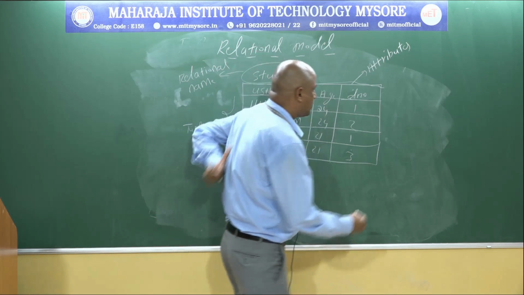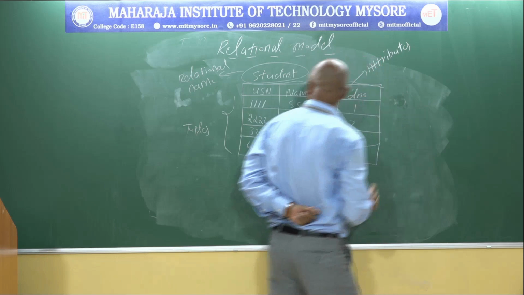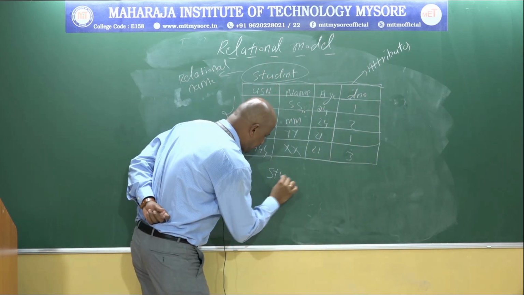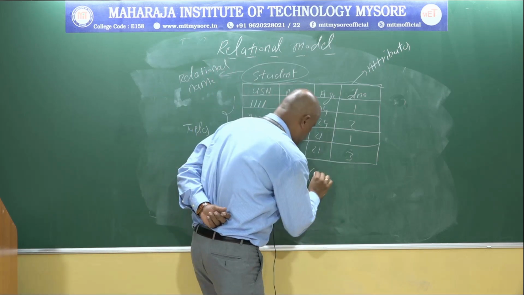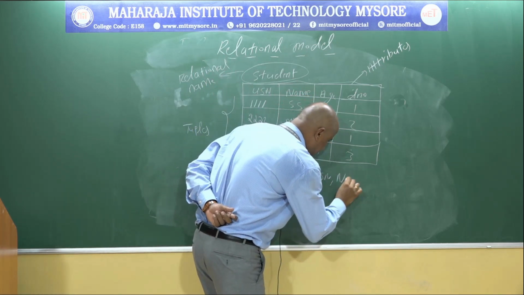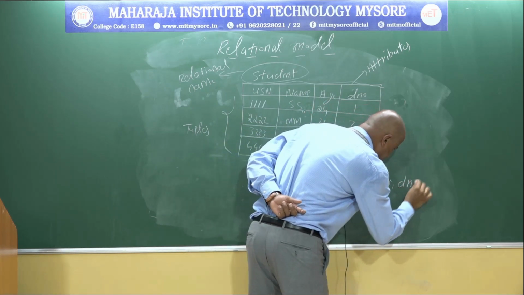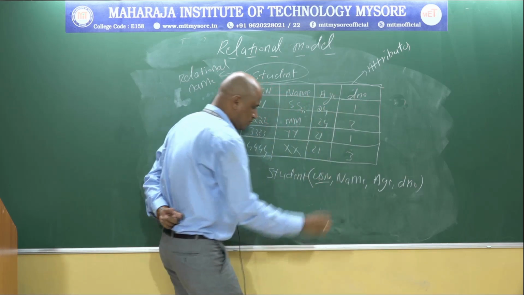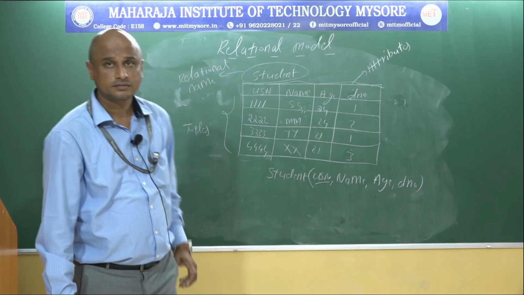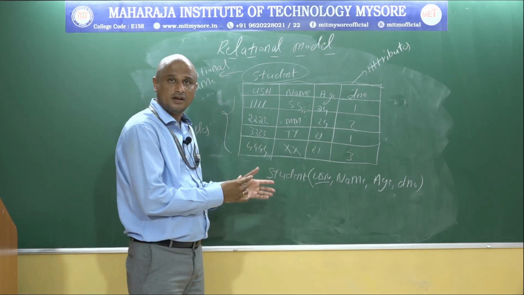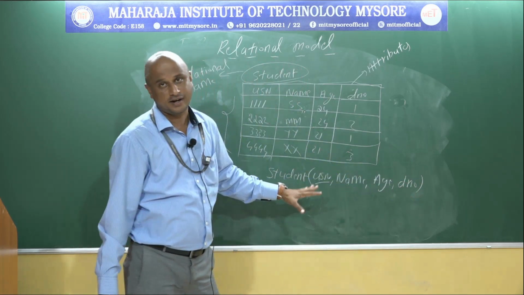So from now on, what will I write? I write like this: Student, the student table, contains attributes like USN, name, age, and department number, and the key is USN. From now on, we write like this. Instead of writing everything, I write Student with particular attributes and the key identified.